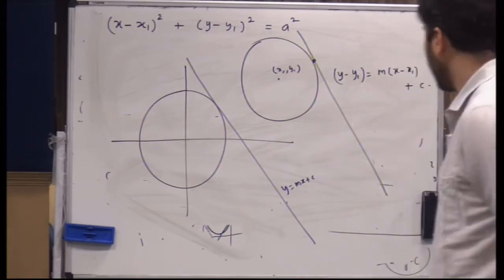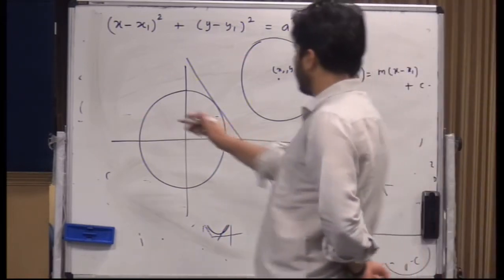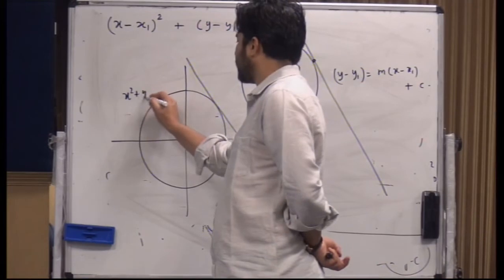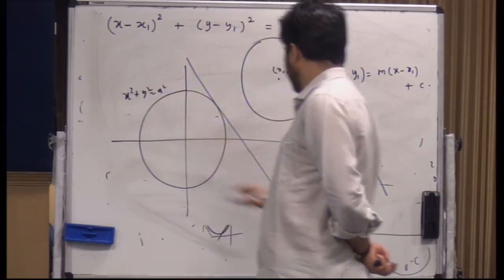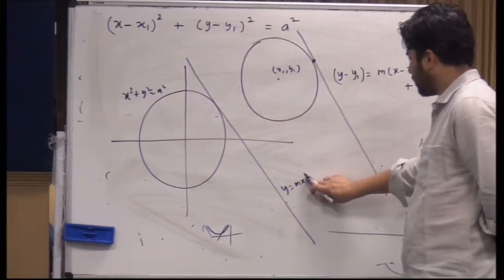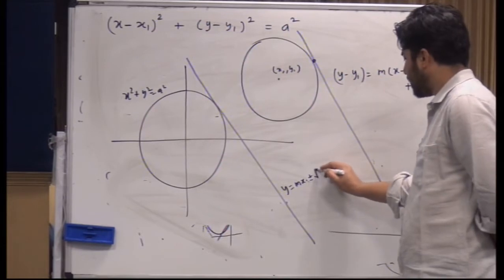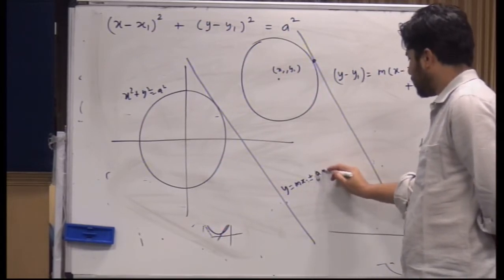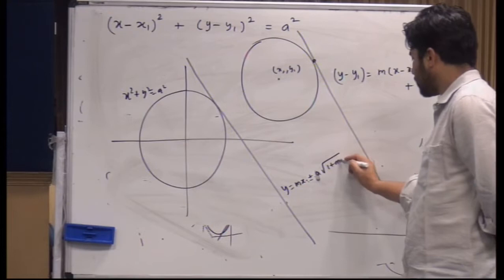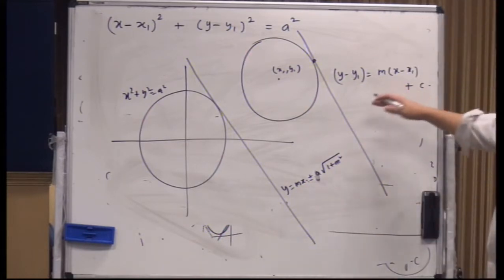Okay. Now when this circle was x square plus y square is equal to a square, c was nothing but plus minus a under root of 1 plus m square. So what is the tangent going to be?